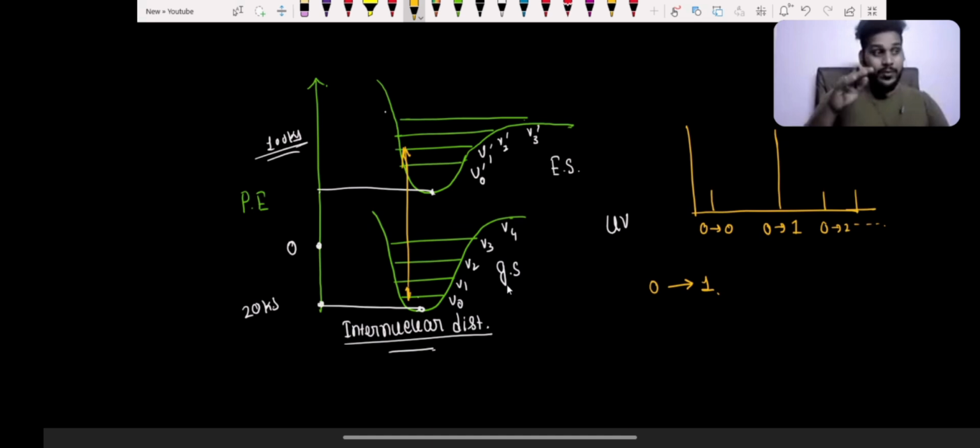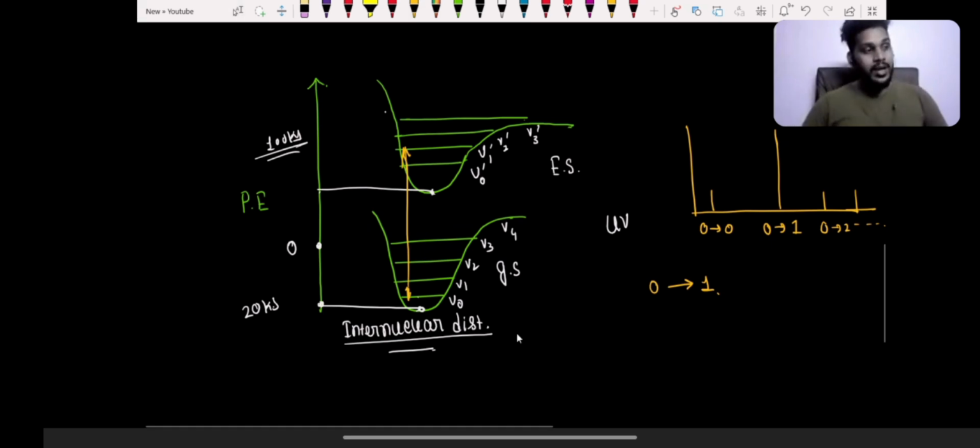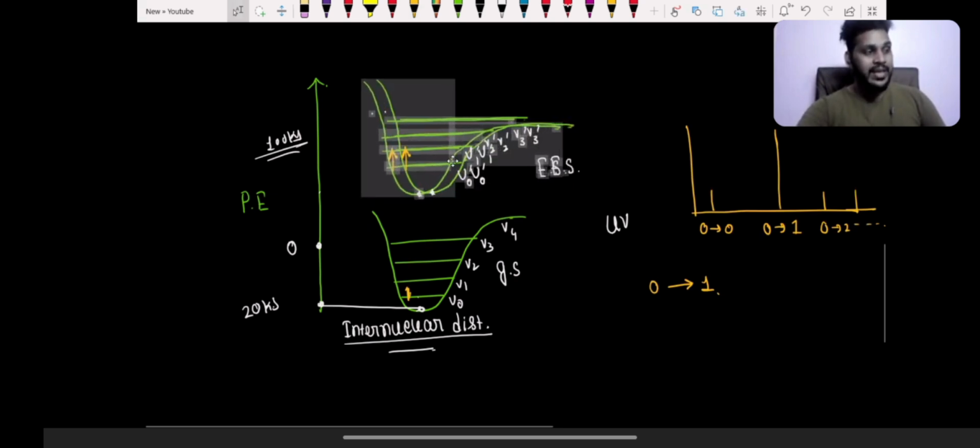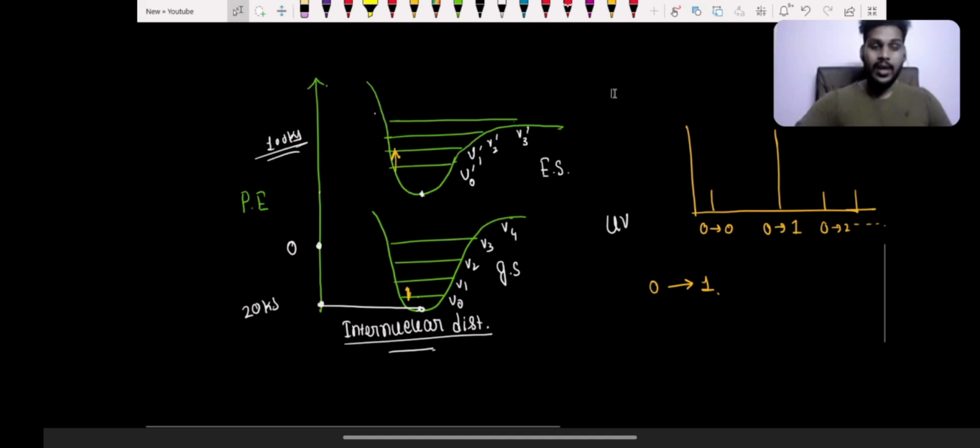Now this is where the Franck-Condon principle comes into the picture. They are saying no, the internuclear distance is not really changing. Okay, so what is the logic behind this? They are saying that this diagram is not correct. The correct diagram is when the internuclear distance is not at all changing. It is exactly the same as the ground state.